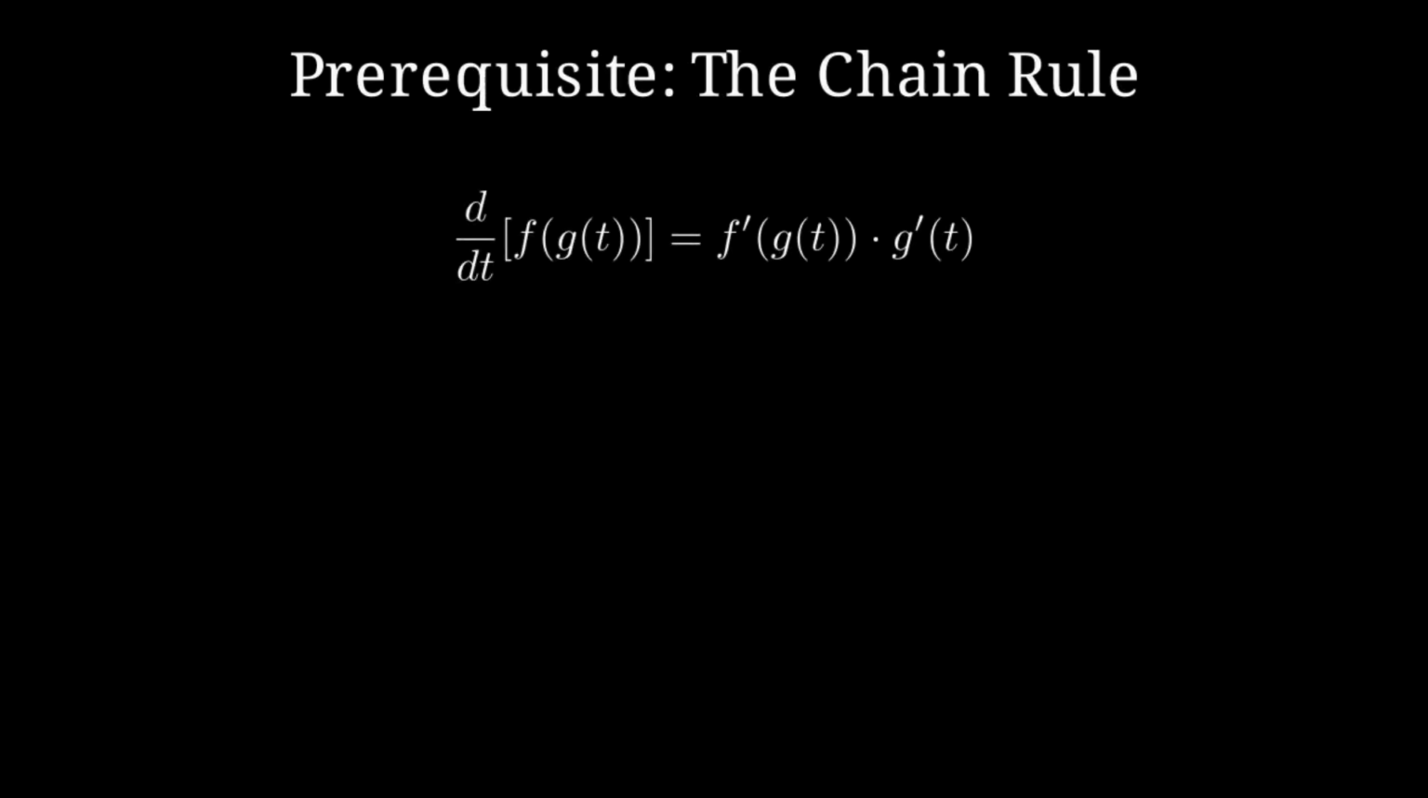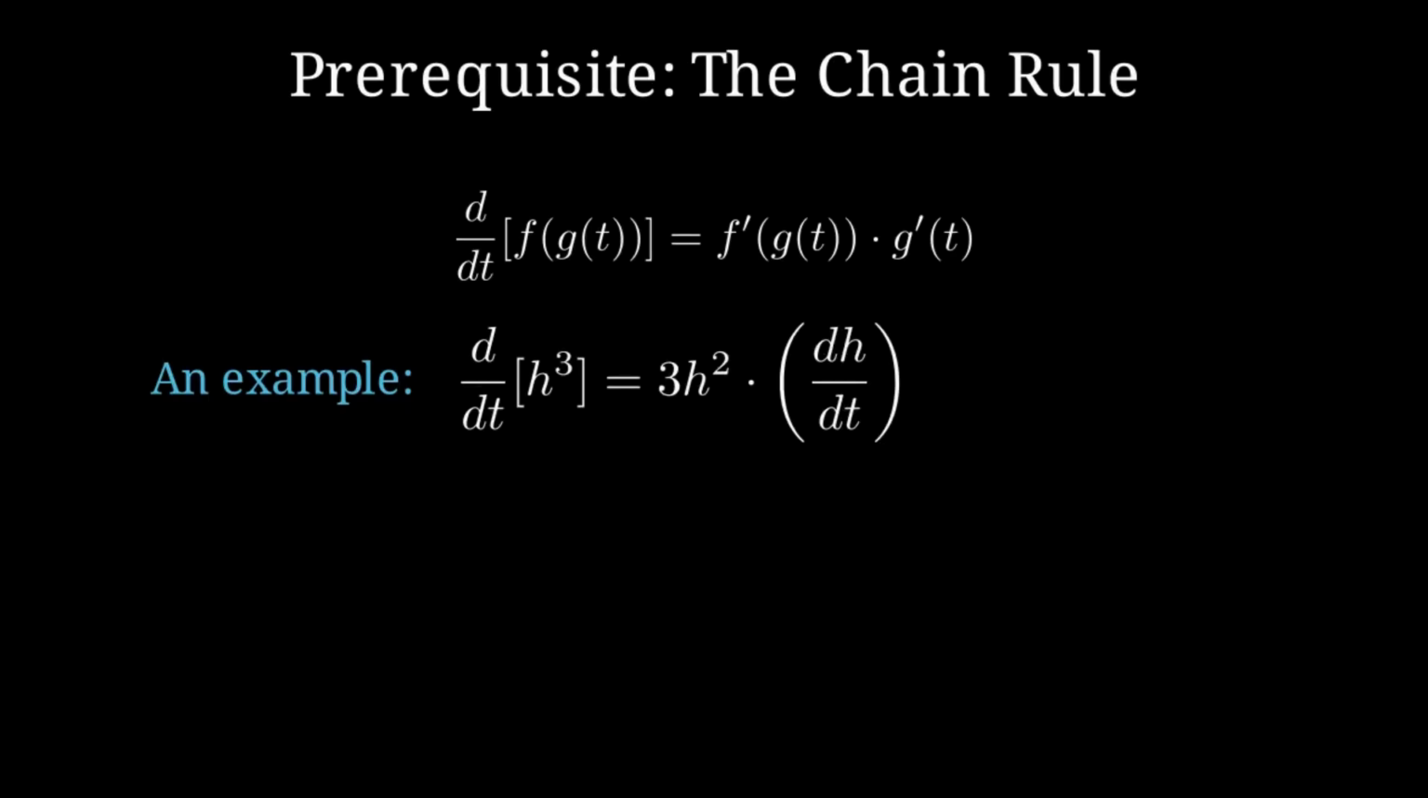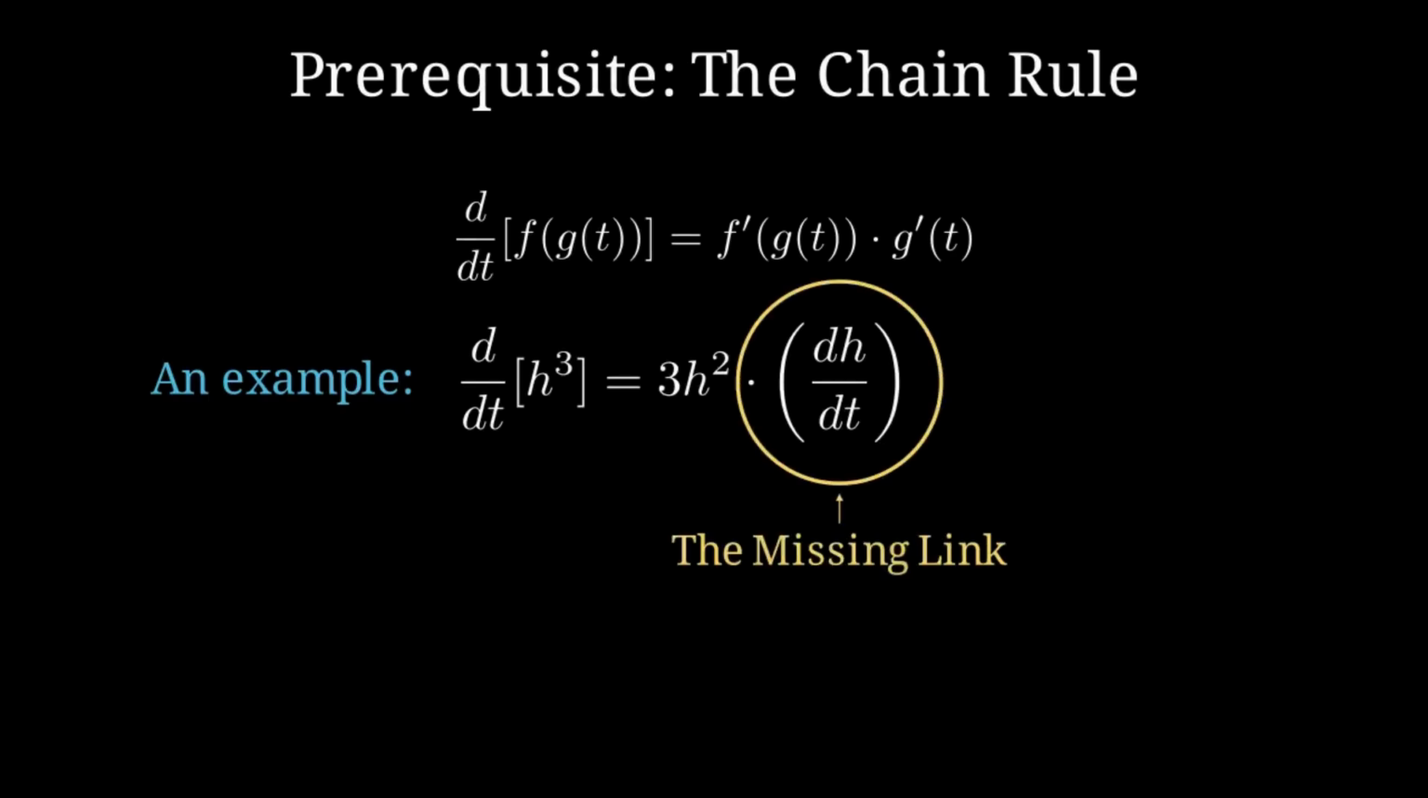Before we dive in, remember the chain rule. Since we are differentiating with respect to time, t, any variable like h or r must be treated as a function of time. When you take the derivative of height cubed, you don't just get 3h squared, you must multiply by dh over dt. This is the core mechanic of related rates.